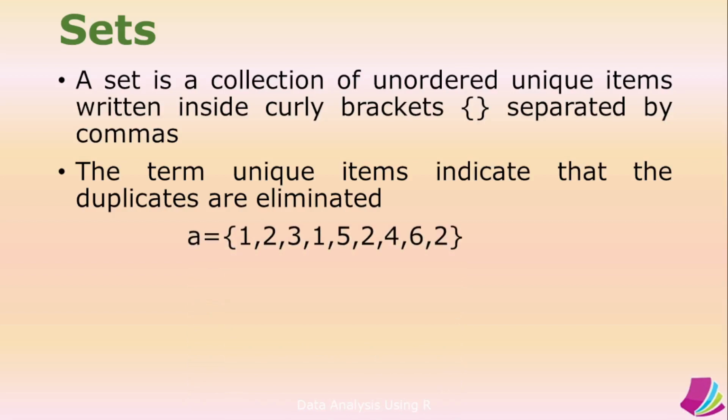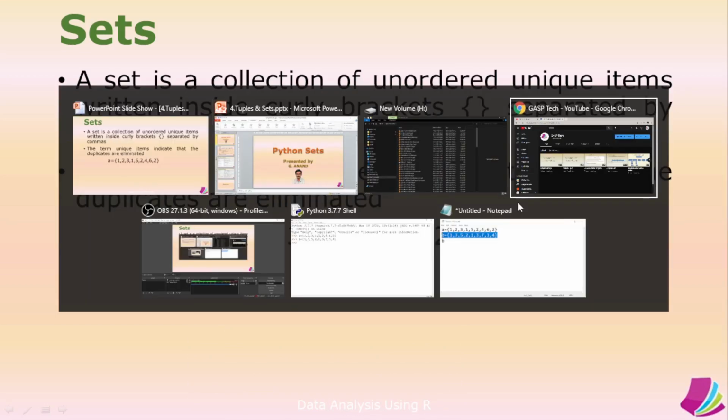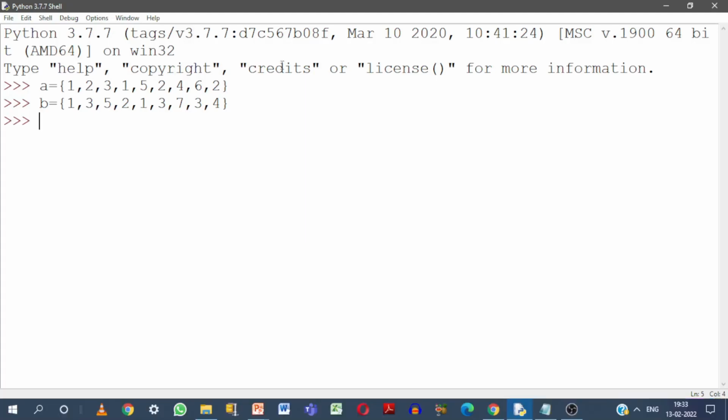Here I have given an example set. As you can see here, it is written inside curly brackets and separated by a comma. Let me get to the shell window. Yeah, so I've already created a couple of sets. The set A is the same as what I have given on the slide, right? As you can see here, the number 1 is repeated 2 times and number 2 is repeated 3 times. Okay, now let us print this set.